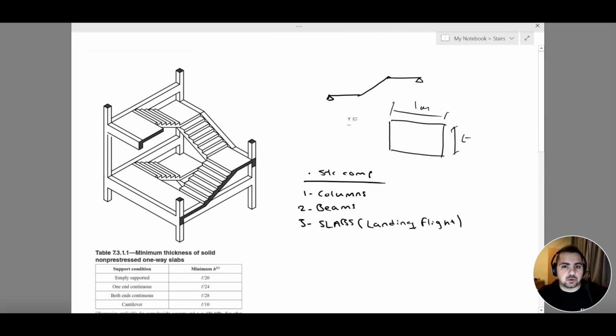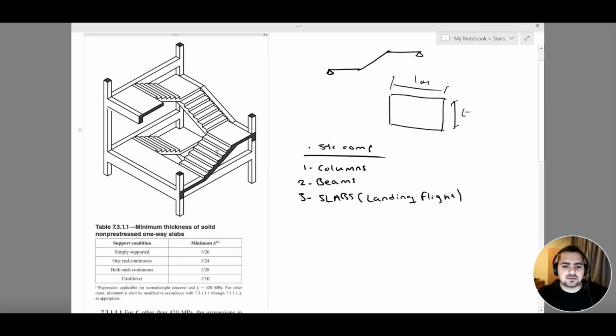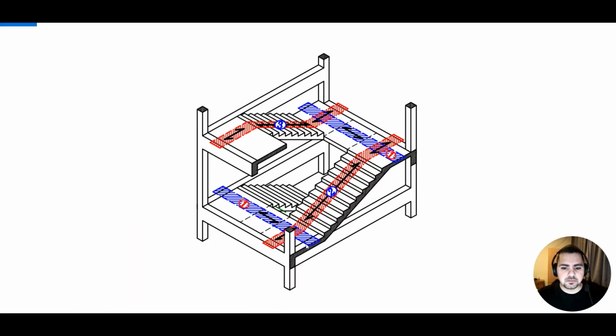What are they? So we need to better understand the overall image of my staircase in order to know the support behavior of my structural components. So in order to do that, we have to divide our staircase into different strips. So let's go to this image here, and this image divides my staircase into different strips.